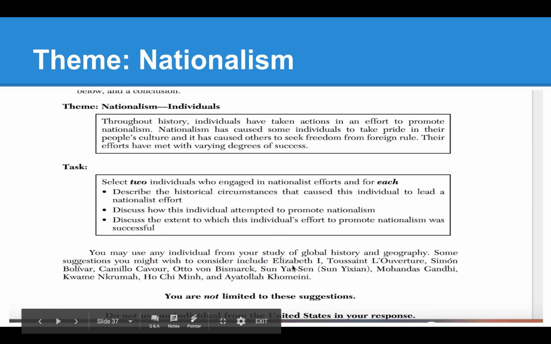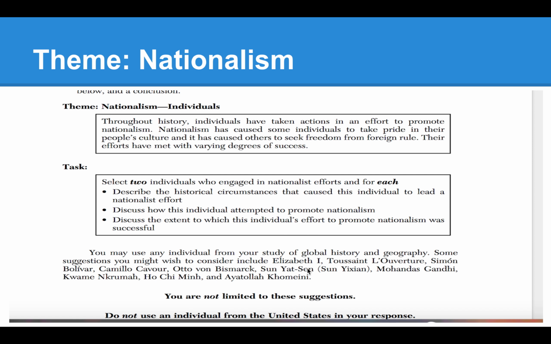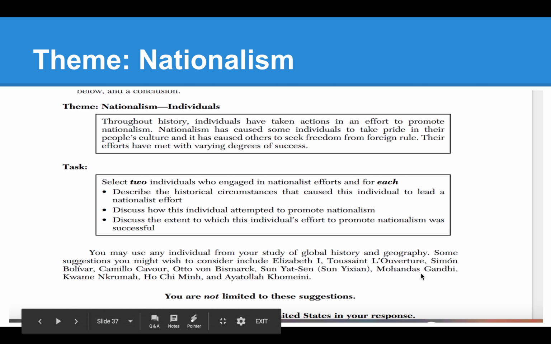So you've got Elizabeth I, she's ninth grade, she's not going to be on there. Toussaint Louverture, we did talk about, Simon Bolivar. Those are two Latin American revolutionaries. Camillo Cavour, the Italian unification, Otto von Bismarck, the German unification, Sun Yat-sen, democracy, capitalism in China before Mao, Mohandas Gandhi, of course, Kwame Nkrumah of Ghana, Ho Chi Minh of Vietnam, Ayatollah Khomeini of Iran. I think your best bet would be Otto von Bismarck and Mohandas Gandhi.